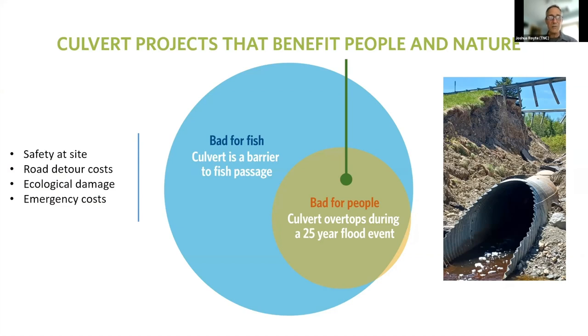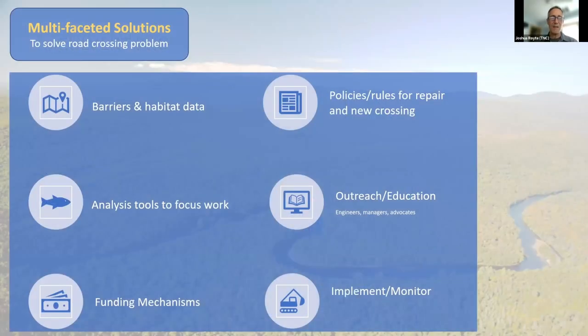There's the ecological damage this causes and the emergency costs of doing construction under duress, which is a lot more expensive than planned ahead of time. So we needed a multifaceted solution. And I think these are the types of solutions being looked at in Europe right now, and that Merlin is looking at and that Amber looked at before, but it has to do with where is the habitat? Where is the habitat blocked because of barriers? Analysis tools to help us focus our work more effectively, funding mechanisms, policies so that it's easier to fix these problems, even if there's temporary environmental damage, but if there's long-term gain, then it's probably worthwhile.